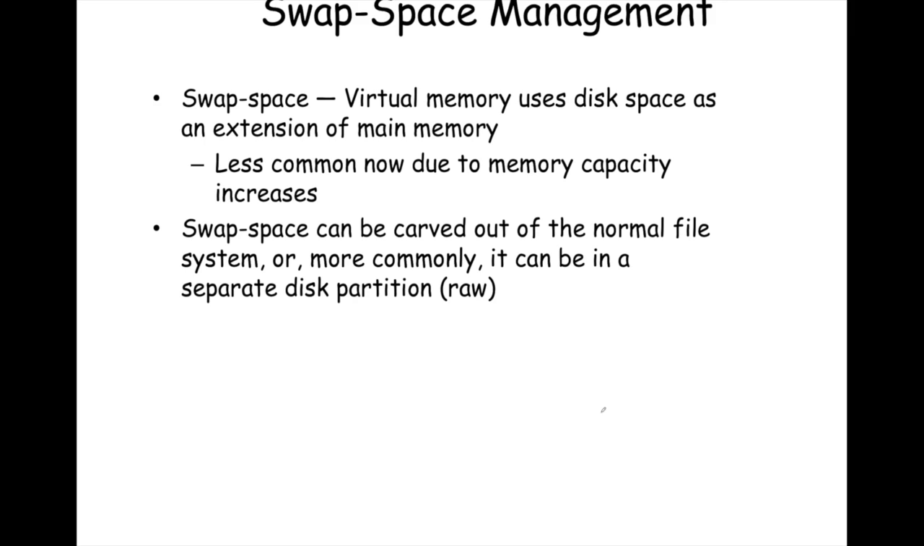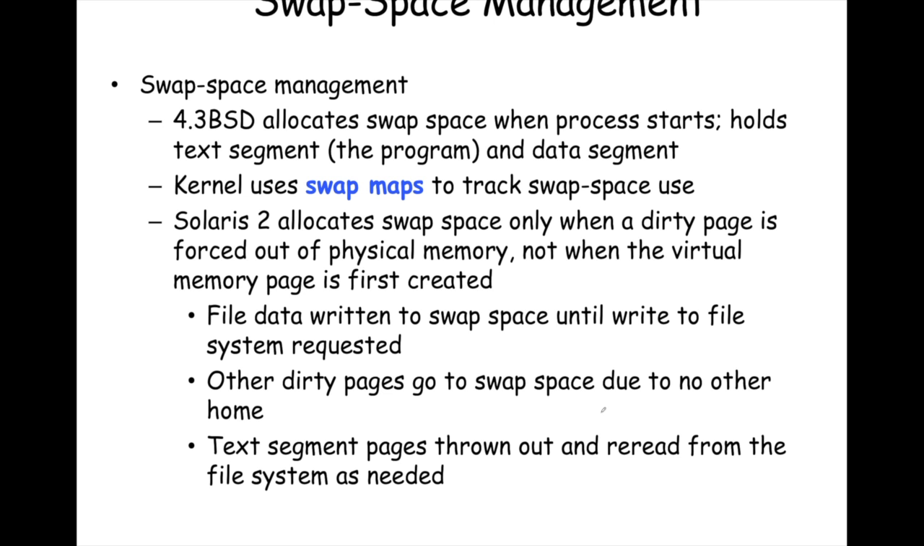And so swap space can be carved out of a normal file system, but more commonly, it's a separate disk partition, a raw partition that's set aside for swap purposes, your so-called swap partition. And so for swap space management, different operating systems manage them differently. BSD does it when the process starts. It holds the text segment, which is the code of the program, and the data segment. And the kernel uses swap maps to track swap space. So the kernel certainly uses a lot of buffers, and it's going to use a lot of swap space for its purposes, and it's going to track them.